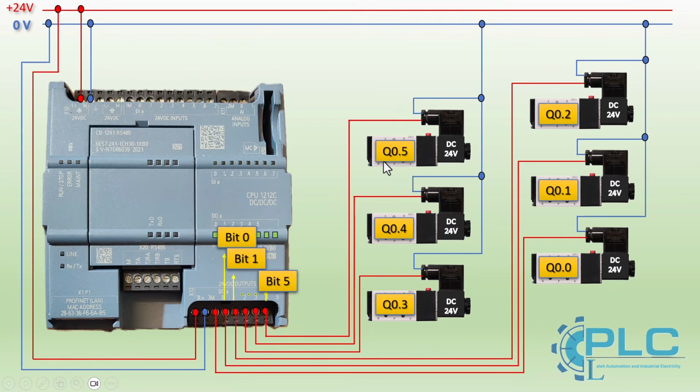And just like the input addresses we discussed earlier, the output start address can also be configured in the hardware configuration in TIA Portal. We'll see exactly how to check and configure these addresses in the next video. So, for our CPU 1212C, in our current configuration, the 6 onboard digital outputs are addressed from Q0.0 through Q0.5. Now you understand how the wiring works, and you understand how PLC input and output addressing works.